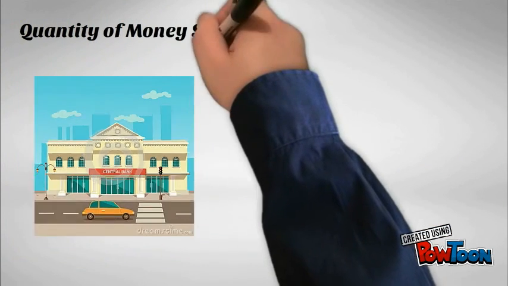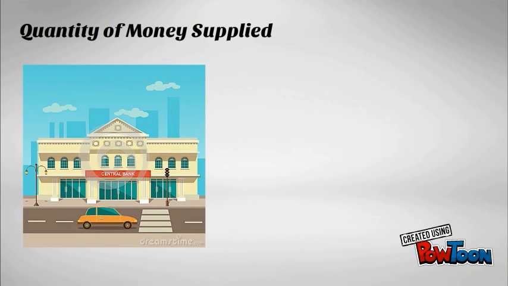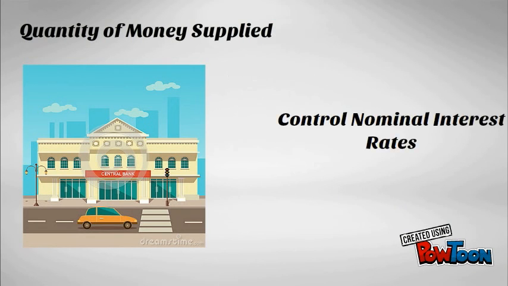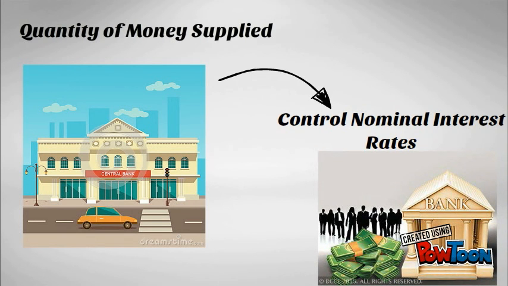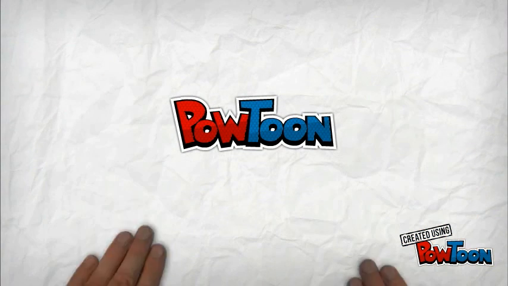Because the quantity of money supplied affects the interest rate, and the central bank controls the supply, that means that they control nominal interest rates in the money market, which can have a powerful influence on many other things in the economy.